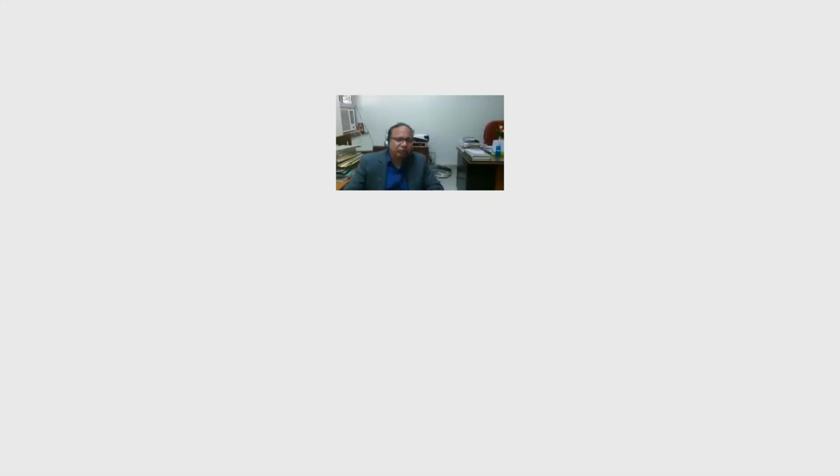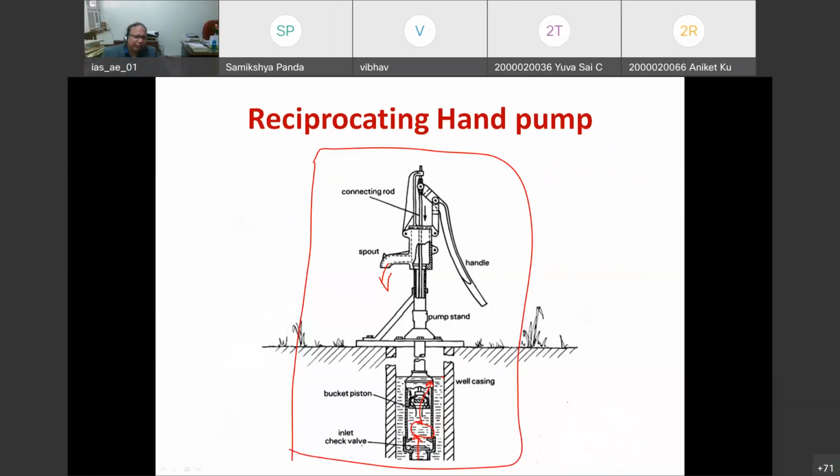And water will come out. So what happens? The placing of this cylinder system depends on the water table. If the water table is at less than 15 to 20 feet, in that range, then generally we use this type of casing very close to the pump system.